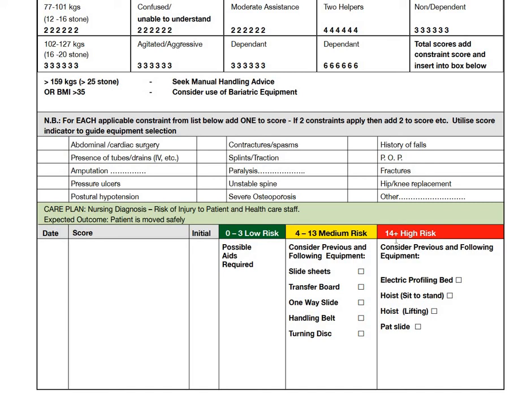And if your patient is scoring 14 or more, then they're high risk. So then you may also consider this equipment here as well. So electric profiling bed, hoist, sit to stand, hoist, lifting, and pat slide. So you tick whichever is relevant. And just a note here, if your patient is greater than 25 stone, or if they have a BMI of greater than 35, then seek manual handling advice and consider the use of your bariatric equipment. Okay, so there you may discuss with the multidisciplinary team, the physiotherapist, the occupational therapist, in relation to what equipment may be suitable for your patient.